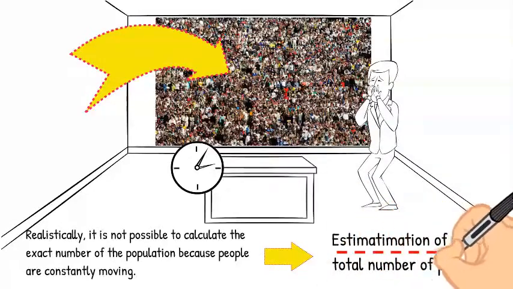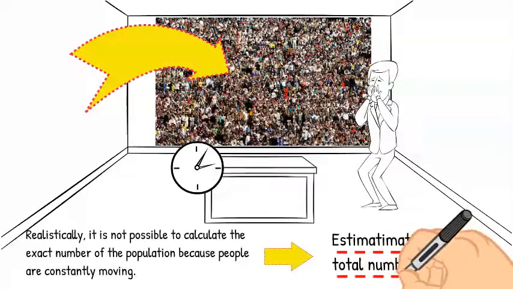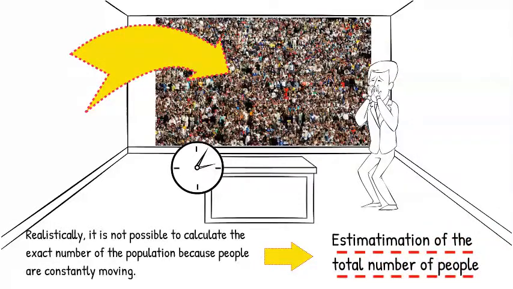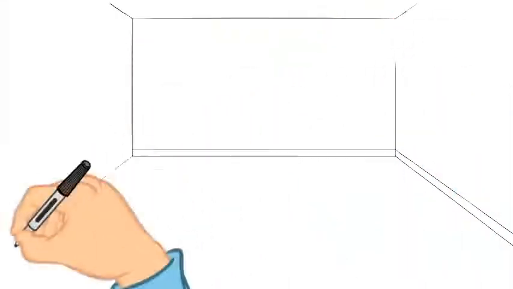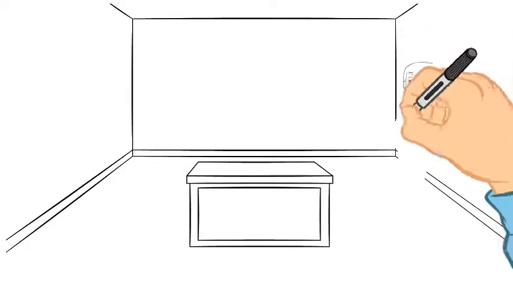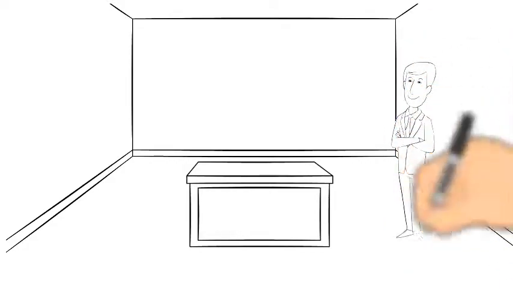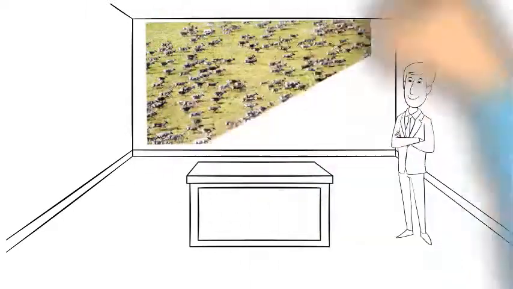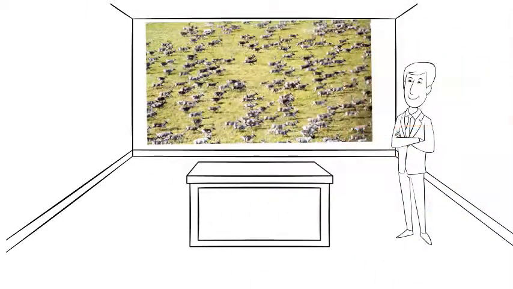Scientists usually use this technique, estimation of population, rather than an exact count when they measure the population of microscopic species. Today, I'm going to show you how to estimate the total number of the population. Let me take the first picture as an example, and I'll show you how.